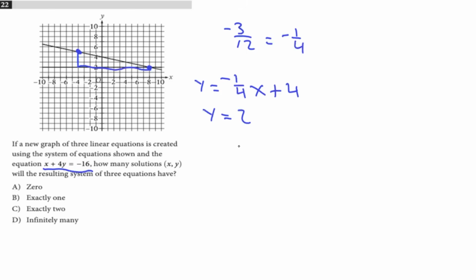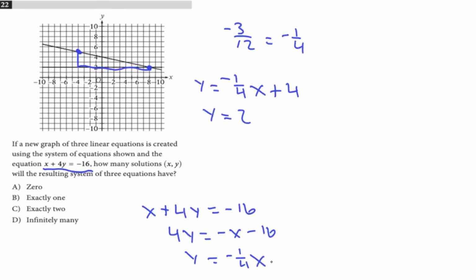So I'll write that. And now this equation down here, let me draw it down here. x plus 4y equals negative 16. We just have to solve for y to put it into slope-intercept form. So when we do that, we'll have 4y equals negative x minus 16. Divide out the 4: y equals negative 1/4 x minus 4. Okay, so if you graph it, it's going to look something like that, okay?